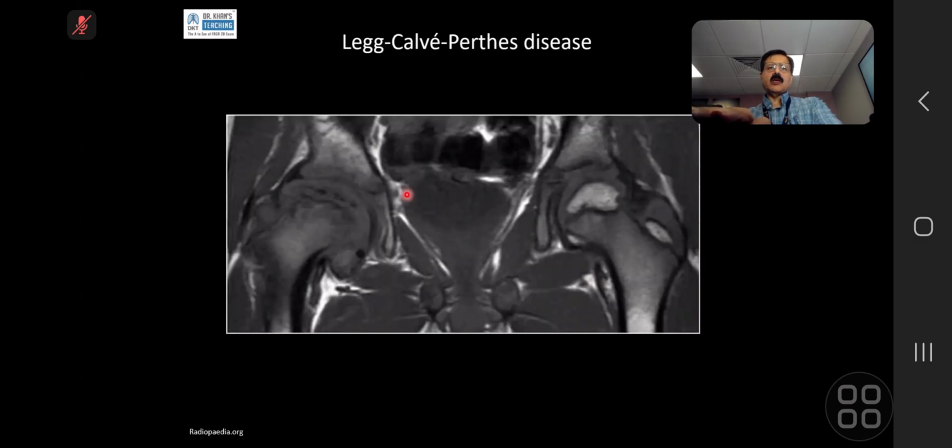So this is an MR where you can see that the normal marrow is lost and there is a bit of a mushrooming, expansion, etc. Thank you, candidate 4. Well done.